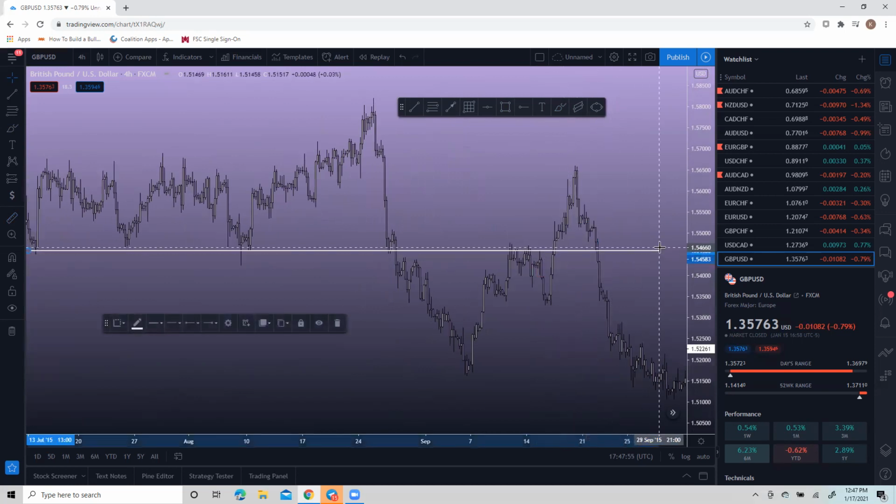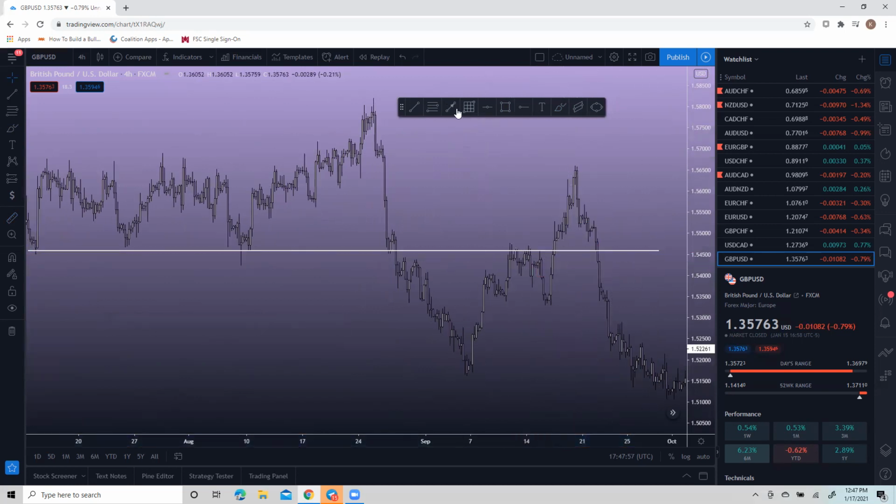Come on, cooperate with me. Key level. Bam, bam, bam. Where is price going? We see this price going in and out of a key level like this.